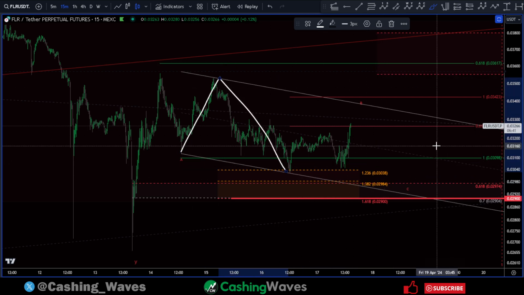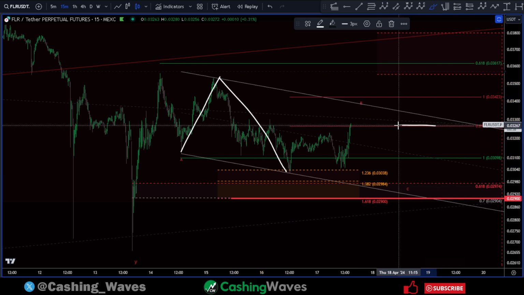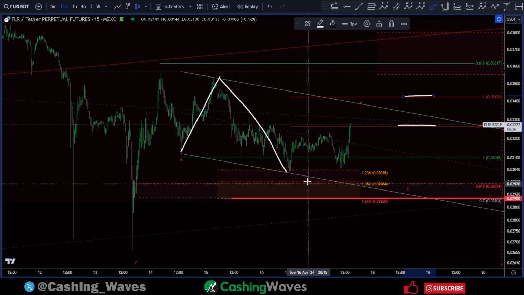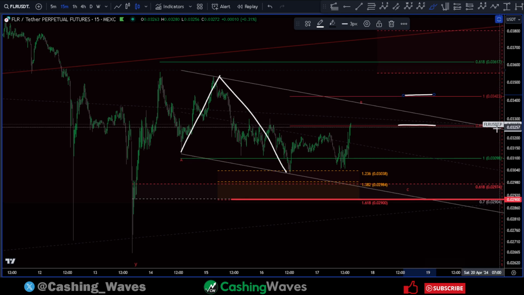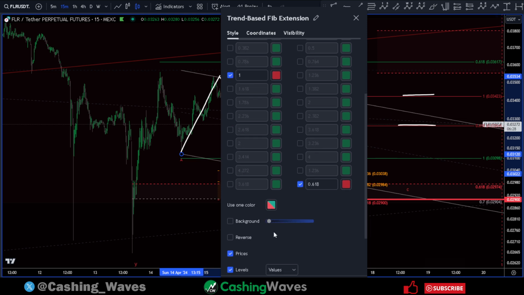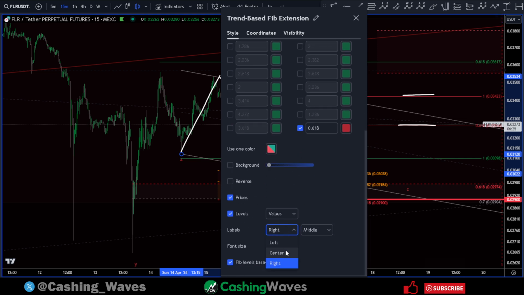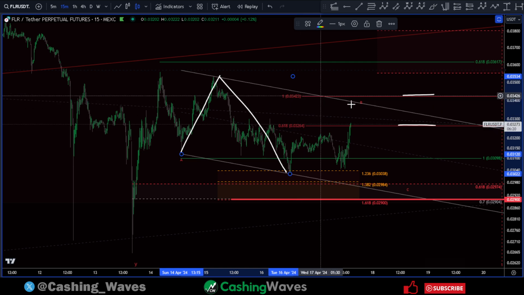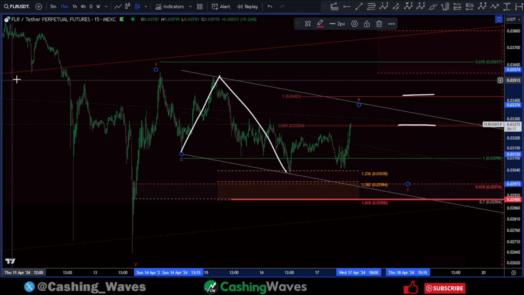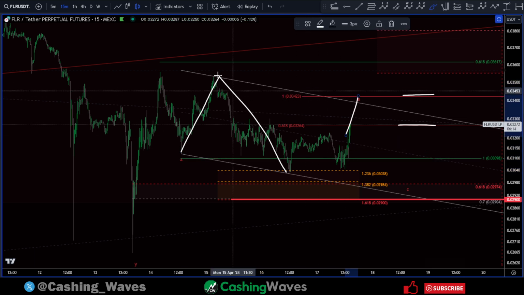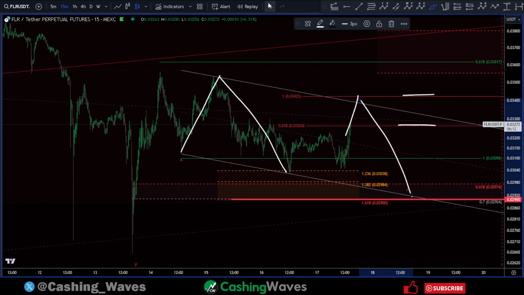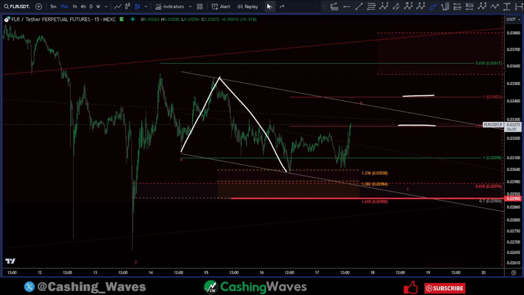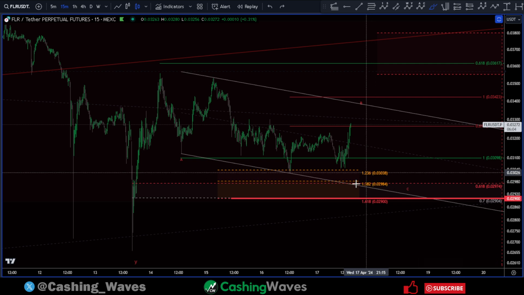I'm just going to call it an ABC for now. Our ideal zone is the 618 and the 1-to-1 extension of this A wave off the B, which is between 3.264 and 3.423 for this B wave. We might get some sort of false breakout just out of this trend line and then reverse hard for that C wave. Very possible.